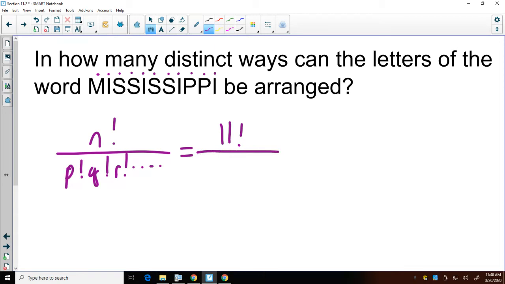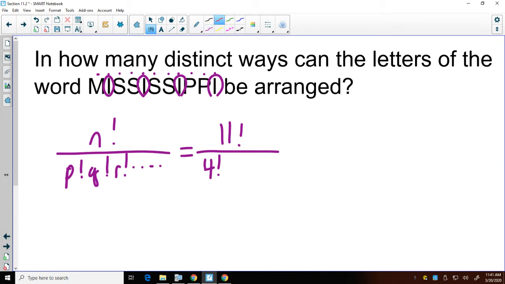Then down below, we just start going through and working with our letters. Is there a duplicate of M? There is not, so we don't worry about that. Is there a duplicate of I? Yes. I've got an I here, an I there, an I there, an I there. So how many I's are there? There are 4. So that represents that p factorial, because there are 4 I's.